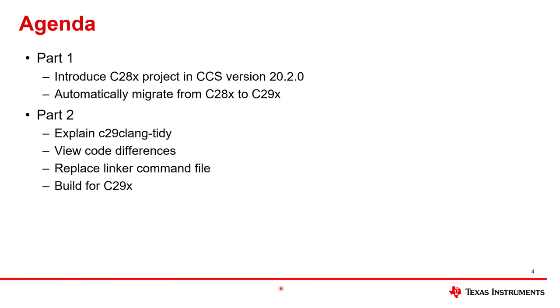Here is the agenda for the rest of this video, part 1, and for all of part 2. I will introduce a C28X project in Code Composer Studio version 20.2.0 and then automatically migrate it from C28X to C29X. Then in part 2, I'll explain C29 Clang Tidy, what that is and how it's helpful. We'll explore the code differences. I'll explain differences in the linker command file and how that worked. And then we'll build it for C29X and show that all of these steps actually worked in a fairly straightforward manner.